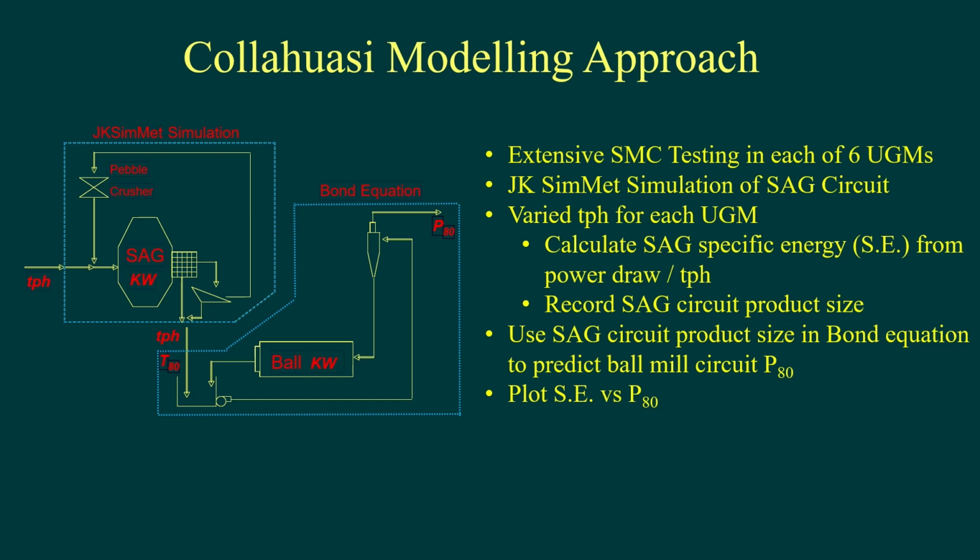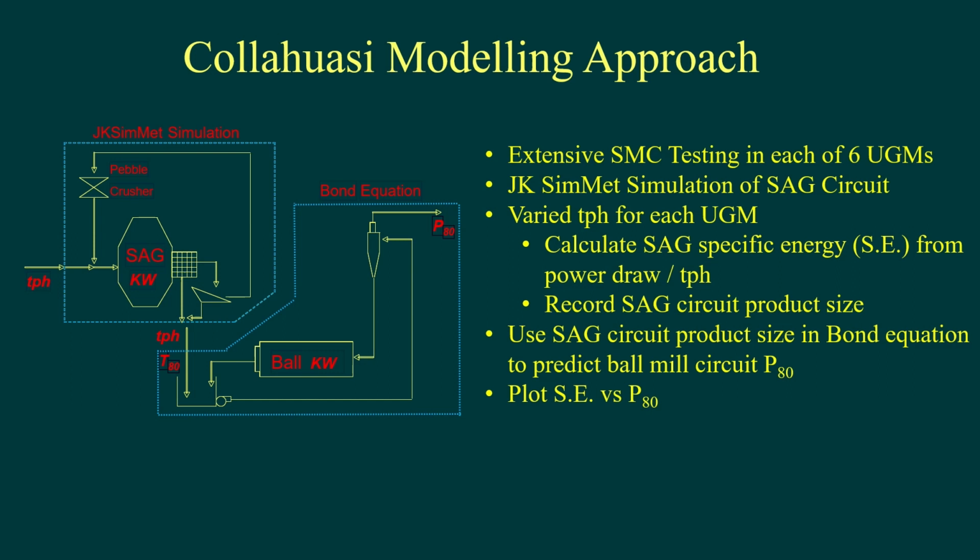The throughput, as it varied, would change the power draw, and it changed the size distribution that came out of the SAG mill circuit. So from the throughput and the power draw, they then worked out what the specific energy was for each of those tons per hour.